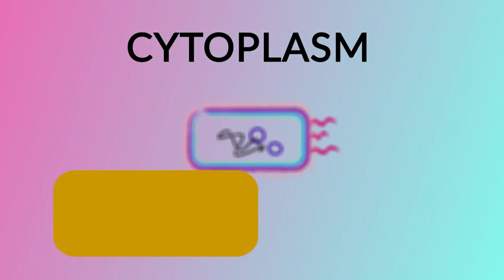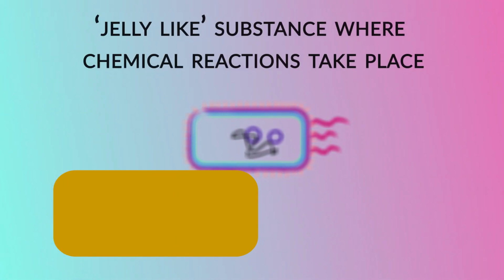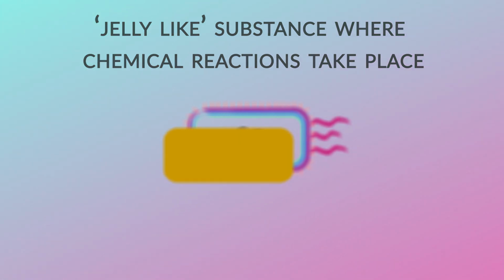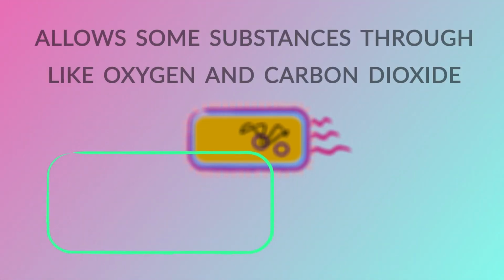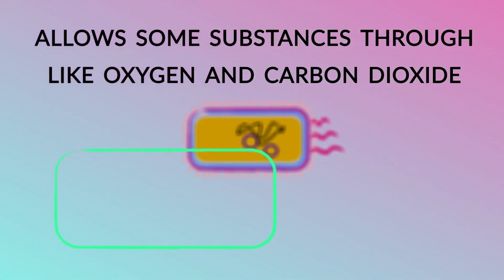Bacteria have cytoplasm like in a eukaryotic cell. Just like in a eukaryotic cell, the cytoplasm is a jelly-like substance where chemical reactions take place. Prokaryotes also have a cell membrane, which allows specific substances like oxygen and carbon dioxide in and out.